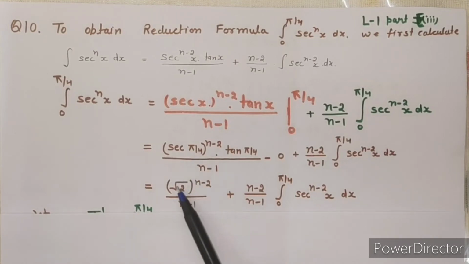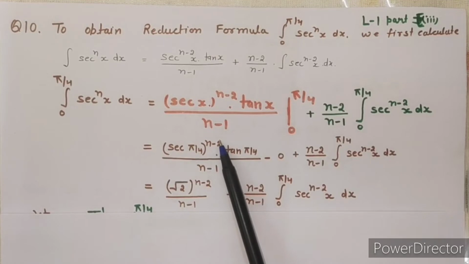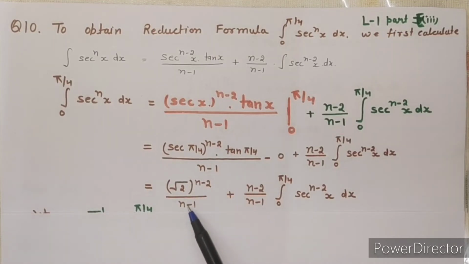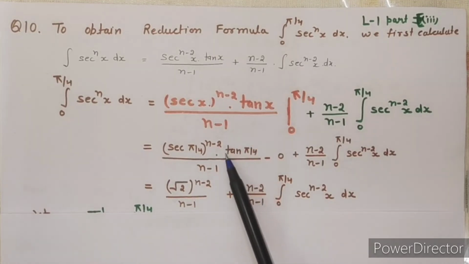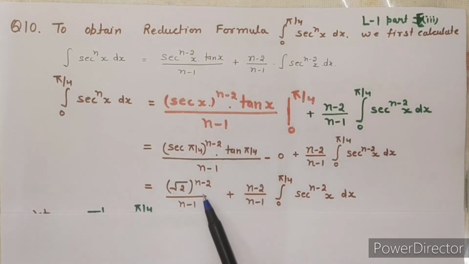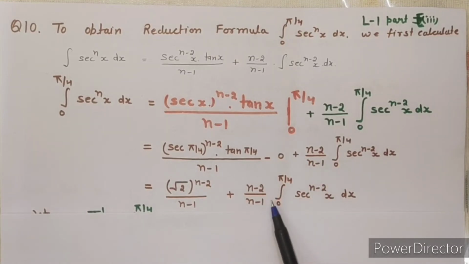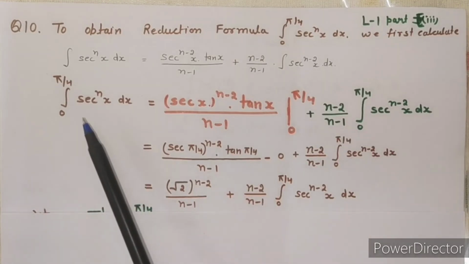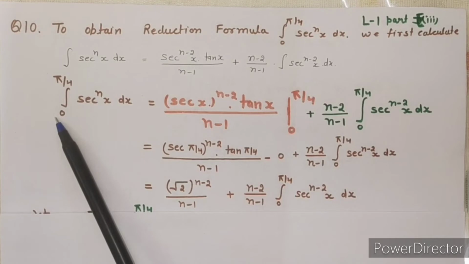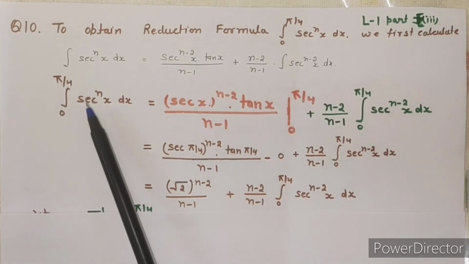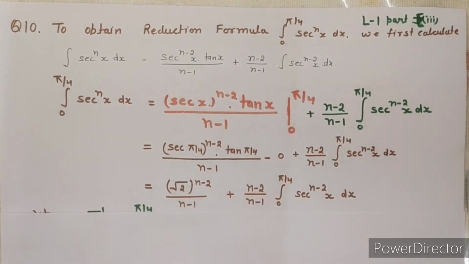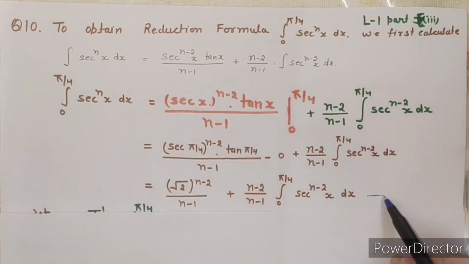So here under root 2 the power is n minus 2, and this term n minus 1 is here. Tangent pi by 4 becomes 1, so I am not writing it here, because this is 1 plus n minus 2 upon n minus 1 and this integral 0 to pi by 4 secant n minus 2 x dx. Now if I define this as a new integral, suppose I n dash, then this is the reduction formula for I n dash, and let us suppose this is equation number 2.